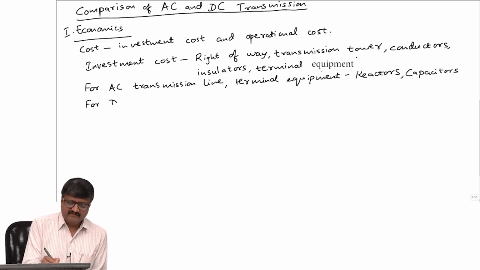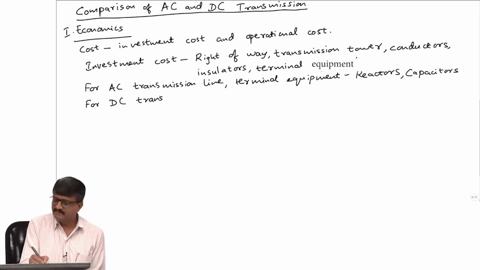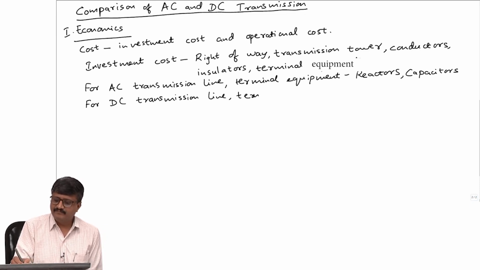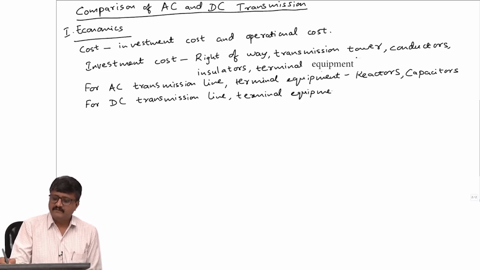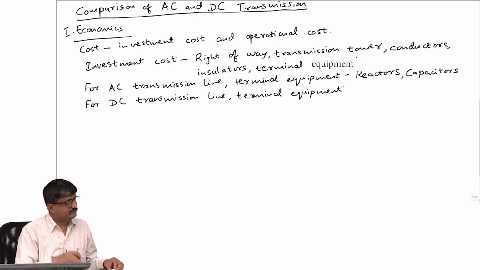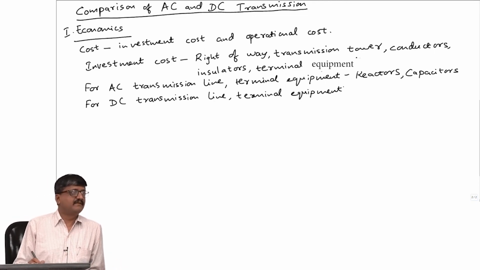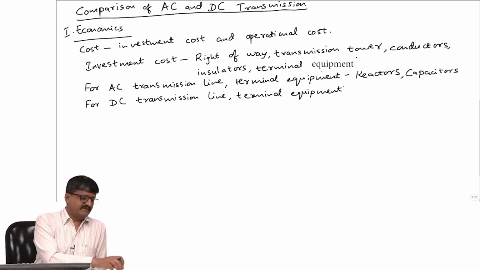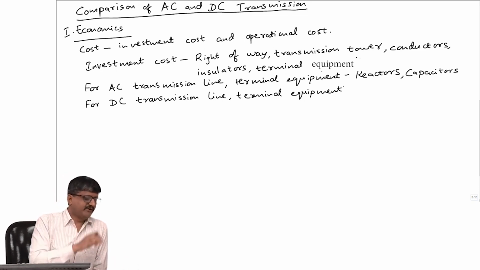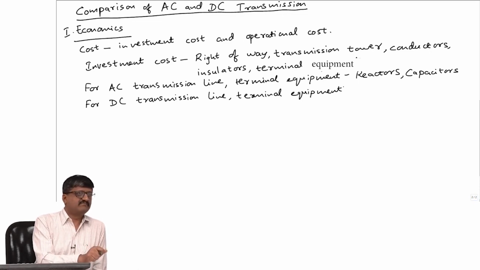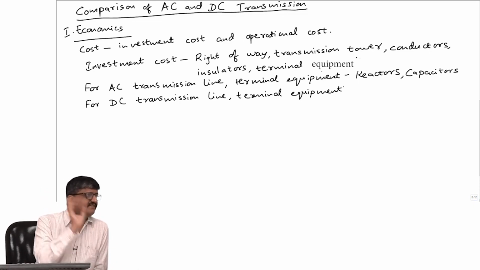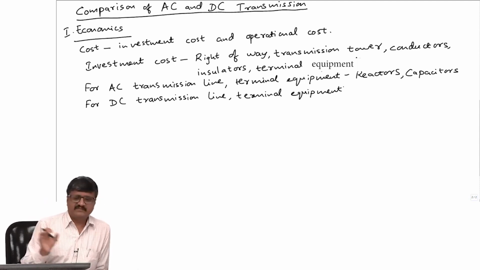Now, let us come to DC. For a DC transmission line, what are the possible terminal equipment? See, I take one possible AC transmission line in a network. I want to replace it by DC. I remove AC and replace it by DC. So, what all terminal equipment come there?